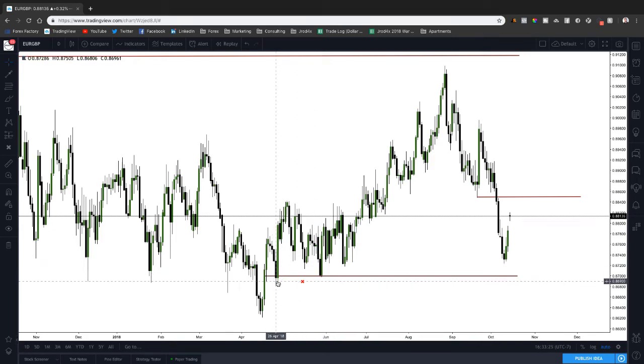Relative low here, and then we've got some liquidity resting down here. So that's where I'd like to see them go on the downside, but again, I'd like to see them retest the 88.50 level first before doing that.